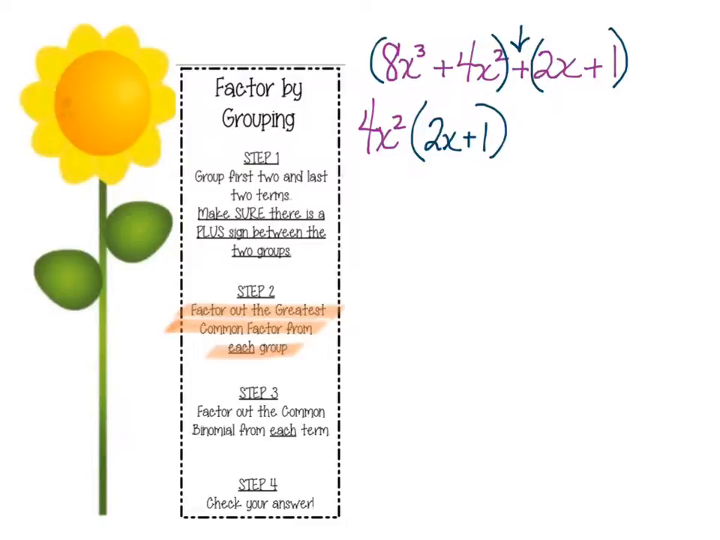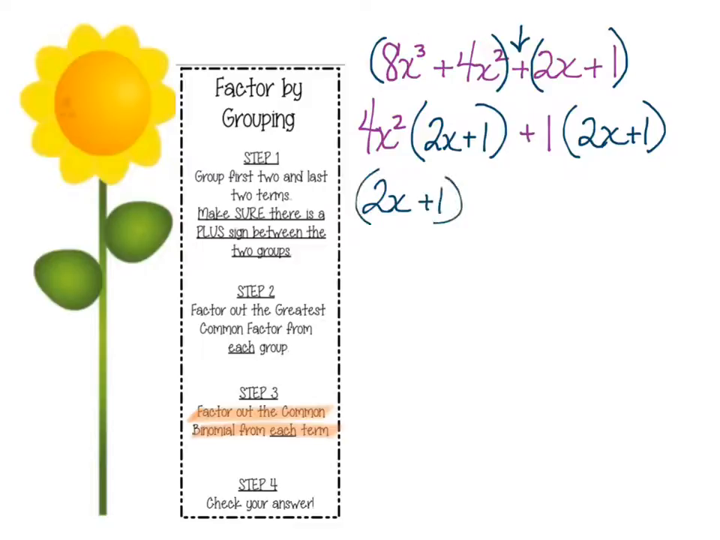where we have to note that there's not really a GCF in this group. So when that's the case, the only thing that you can factor out is a 1. And it's not really even necessary to write the 1, it's just helpful. Okay, in the third step, we're going to factor out the common binomial, which is 2x plus 1. And what remains when we remove this 2x plus 1 from each of these groups is 4x squared plus 1.